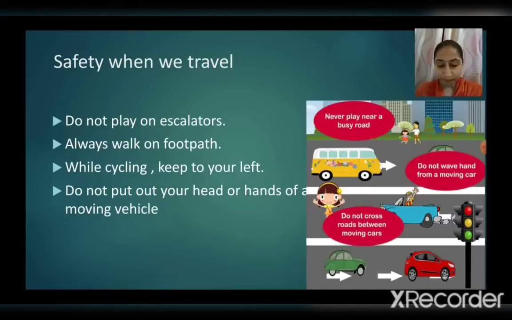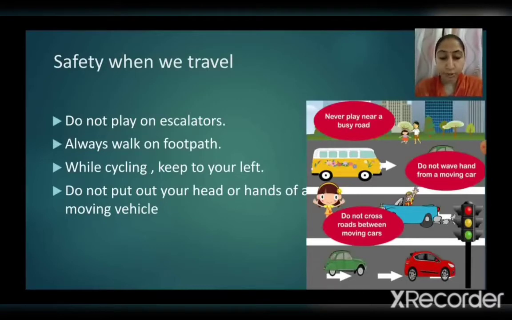Okay? So while cycling, keep to your left. Use your hand to signal before turning left or right. You give your hand, आप ऐसे करके hand देते हैं, right? When you're turning right side, you have to show your right hand, so that the vehicle that's coming from the back side comes to know that you're taking a turn, isn't it?